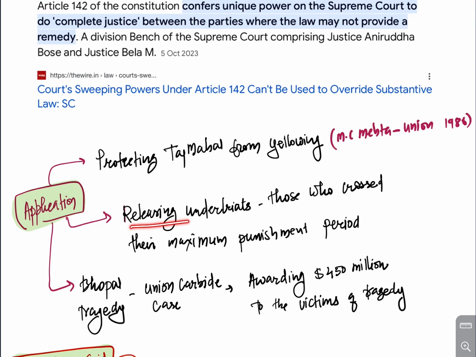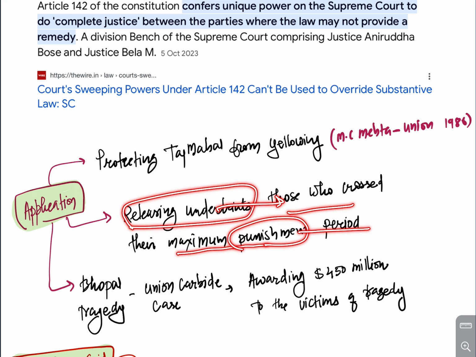The next case was releasing undertrials. There were undertrials whose case was not ending, and these people were still suffering in jail even after the maximum punishment for the case had passed. So the Supreme Court took the case under itself and released those undertrials who had already finished the maximum punishment under their case.